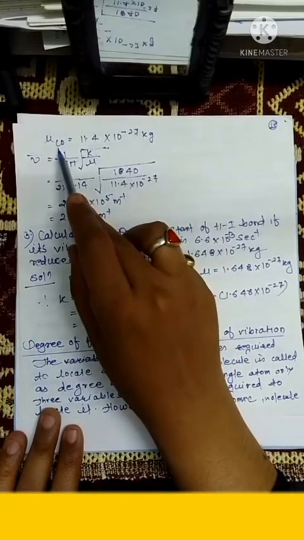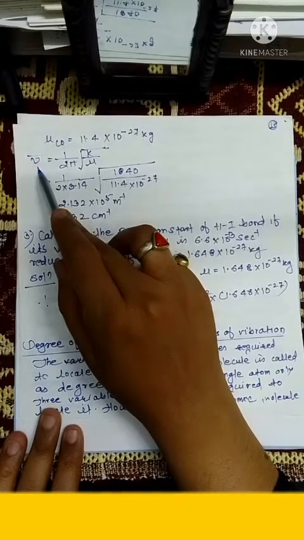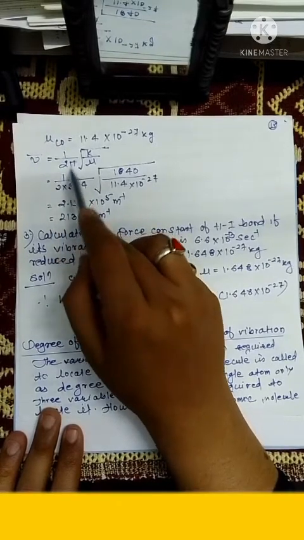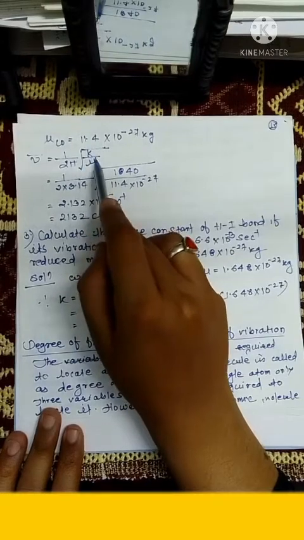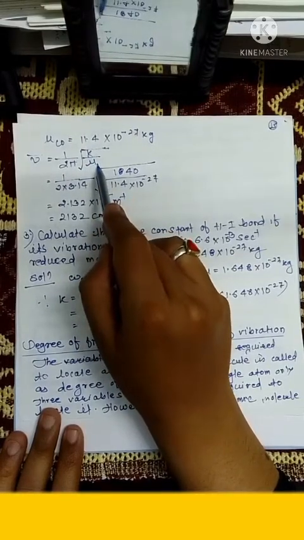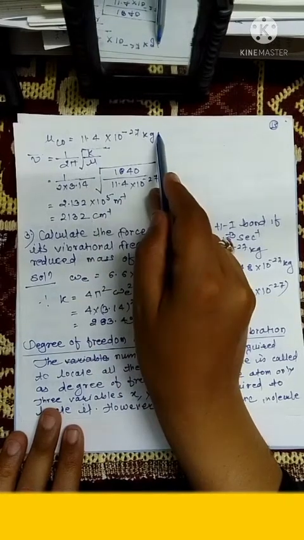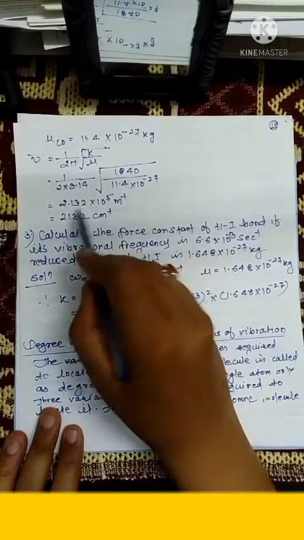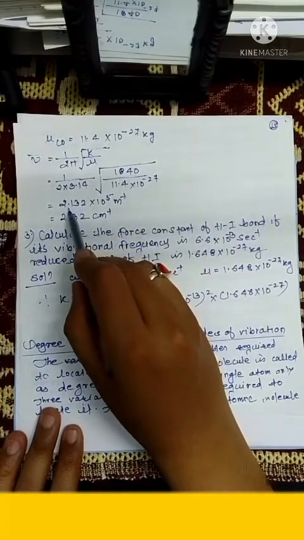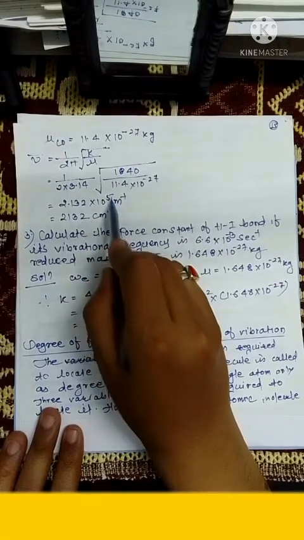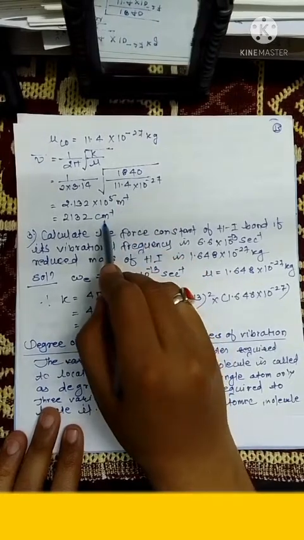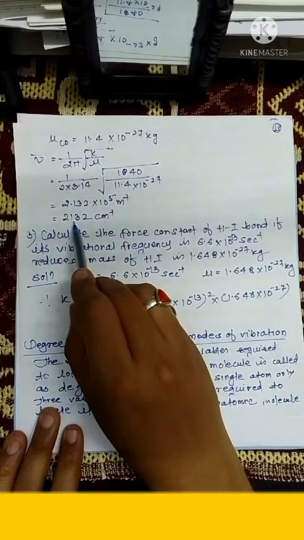In numerical they say calculate vibrational frequency in centimeter inverse. That's why this formula is used. So nu bar is equal to 1 by twice pi under root of k by mu. Value of k is given, mu value, that is reduced mass value, is calculated. Put all the values in this equation, we come with this value, that is 2.132 into 10 raised to the power 5 meter inverse.